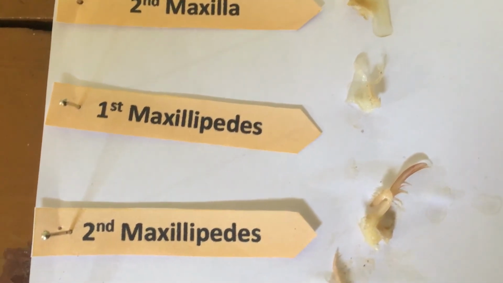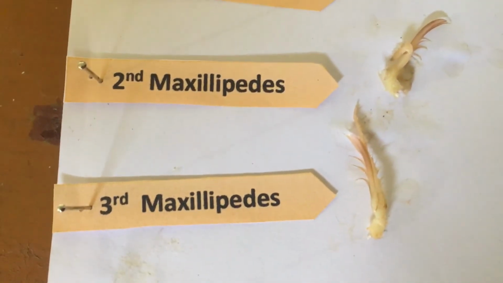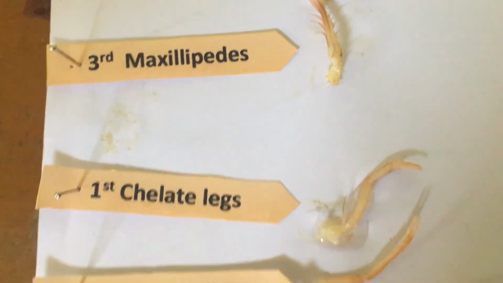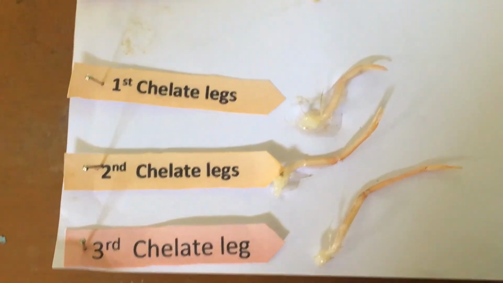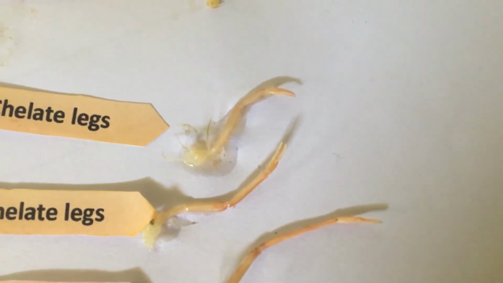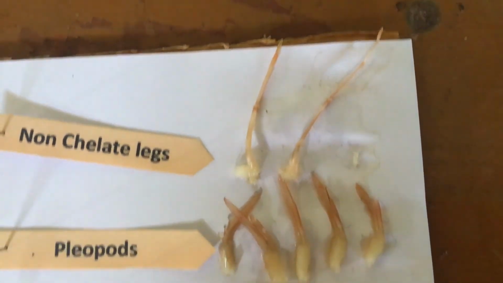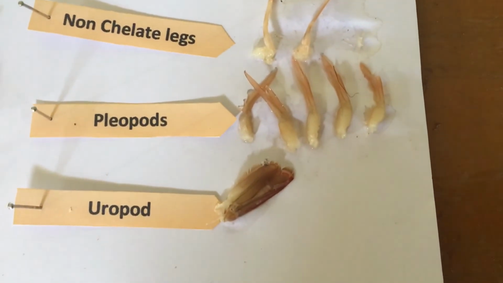Okay. Second maxillipeds, third maxillipeds, first chelate leg, second chelate leg, third chelate leg, then the two non-chelate legs, pleopods, uropods.